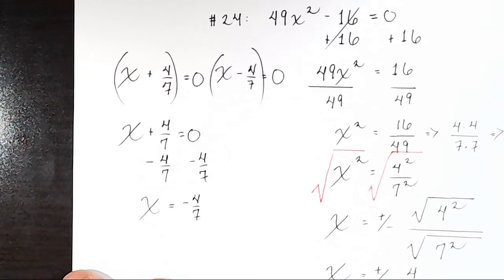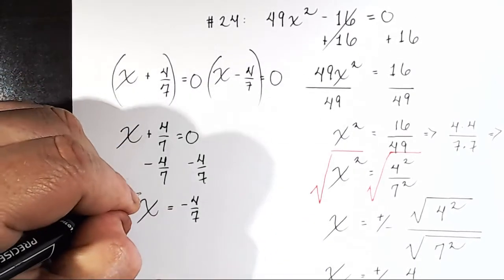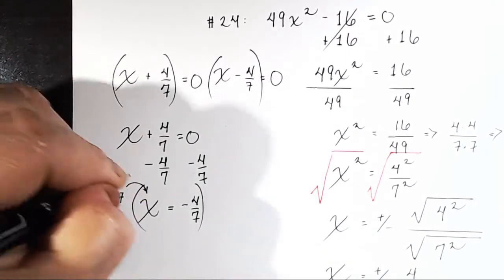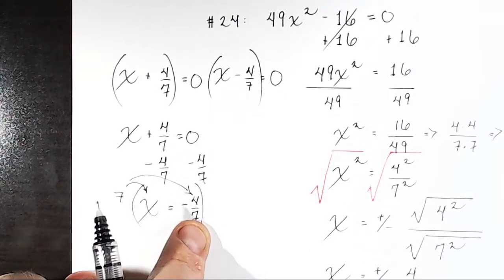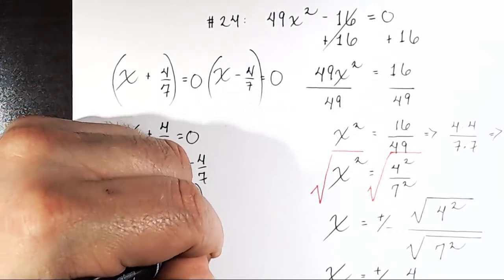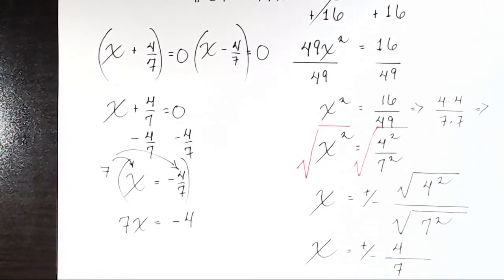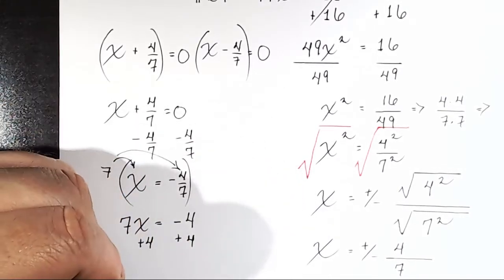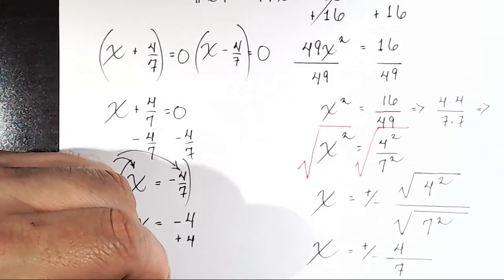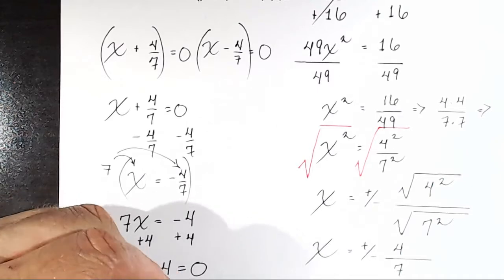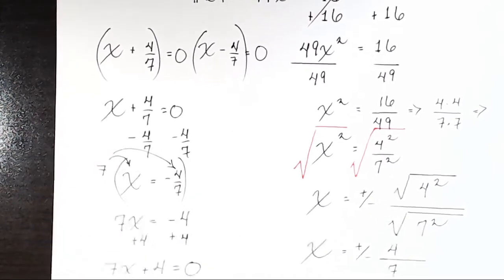Now, what if I wanted to get rid of the 7? Well, I could multiply everything by 7. Okay, distribute the 7, and that would cancel down here. So I would have 7x equals negative 4. It's a perfectly legal thing to do. Okay, so now if I wanted factors, I could add 4 to both sides, and I would have 7x plus 4 equals 0. And this was the key right here, setting it equal to 0.